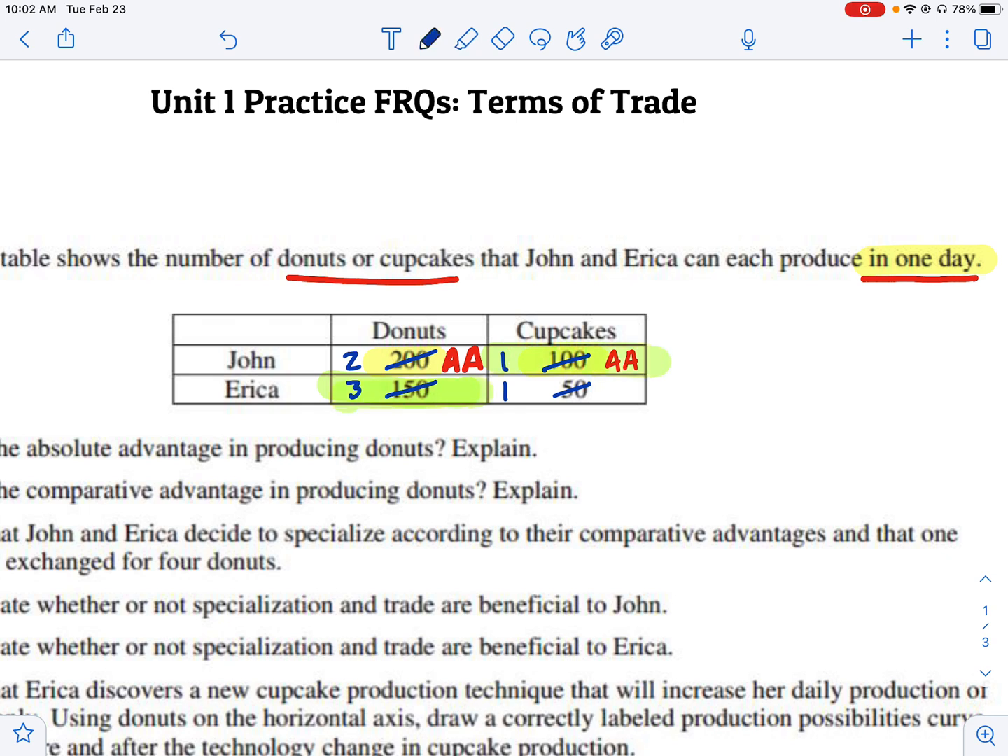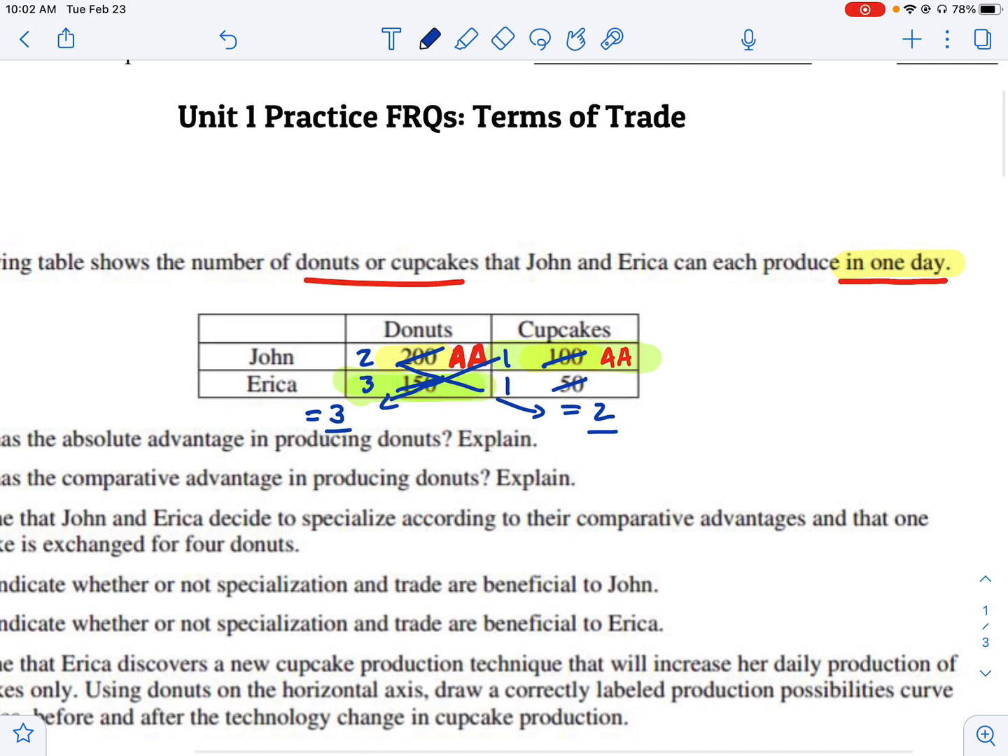Now, Mr. Clifford teaches you this cross-multiply method that you can use. You can also figure out the diagonal pattern in the table by multiplying 1 times 3 equals 3, 2 times 1 equals 2. Which diagonal path ends up with a larger number? It's the green path that we just made. So now I know that Erica has the comparative advantage in donuts, and therefore John has it in cupcakes. That's how I want to break down the data.